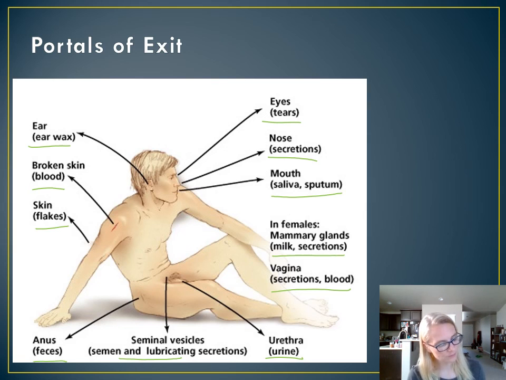I gotta look at my notes. Modes of transmission. So we're getting into the epidemiology and following all these pathogens of once they leave the body, how can they get into somebody else's body?